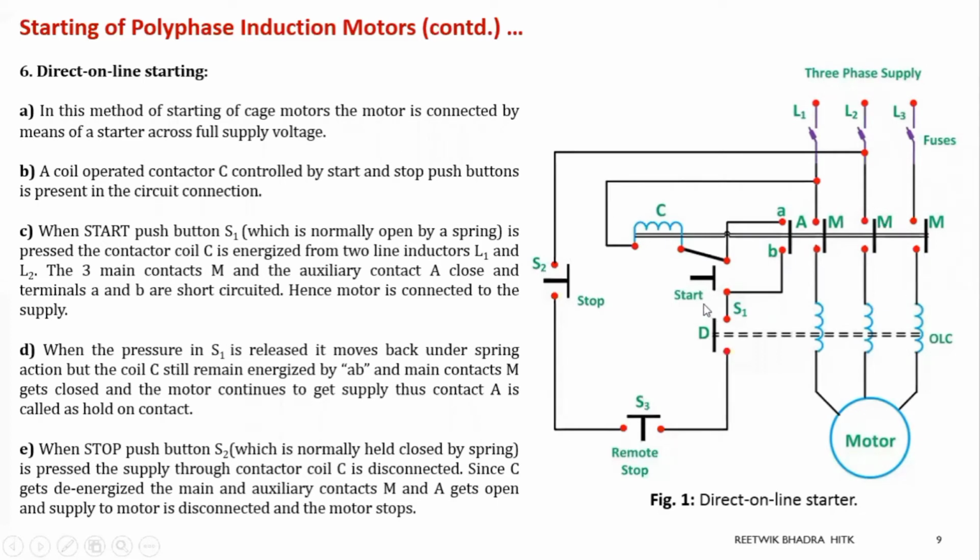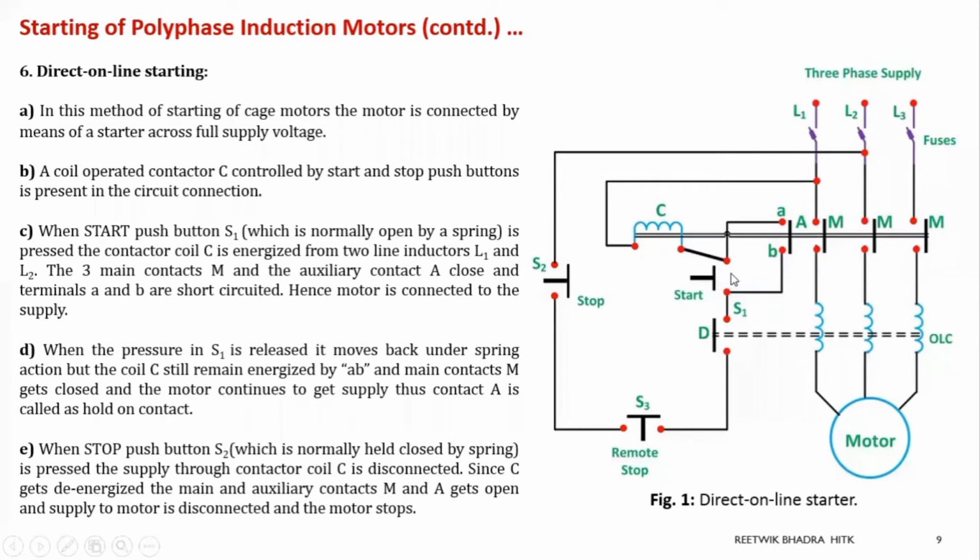Now what happens when this start button S1 is pushed? This one is also pushed down. This is another protection which will disconnect if there is an overcurrent over here. So S2, S3 and D are on. Now we are pressing this start button.